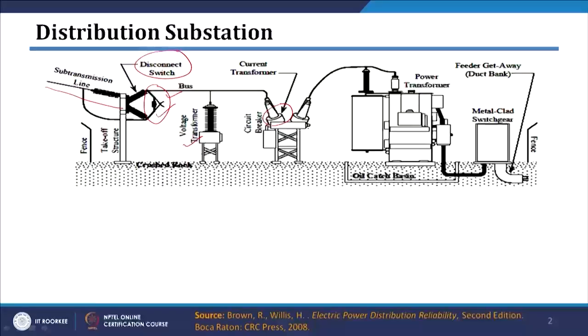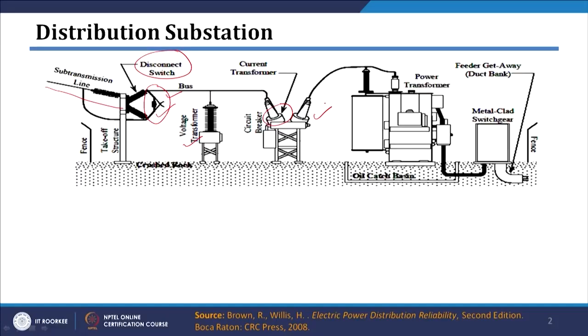Then this line is connected to the circuit breaker. So basically this is your circuit breaker here, and generally in case of a 33 kV by 11 kV substation, this circuit breaker is a vacuum circuit breaker kind of breaker.